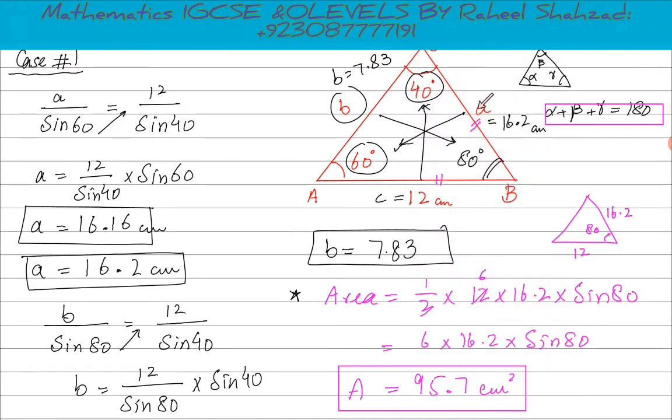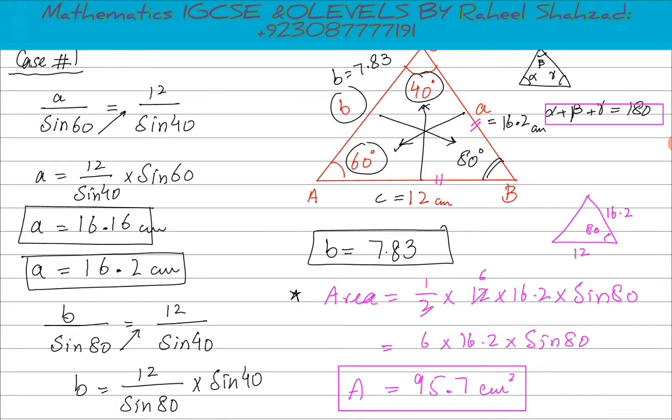Length A divided by sine of 60 equals 12 divided by sine of 40, and then we cross multiply by sine 60 and use the calculator. A equals 16.2 centimeters. Similarly for length B, we apply the sine rule: B divided by sine of 80 equals 12 divided by sine of 40. Again we cross multiplied, 12 over sine 80 times sine 40, and we have B equals 7.8.